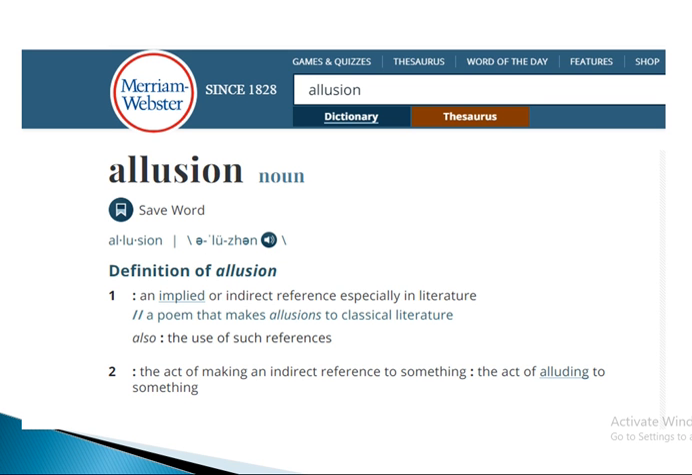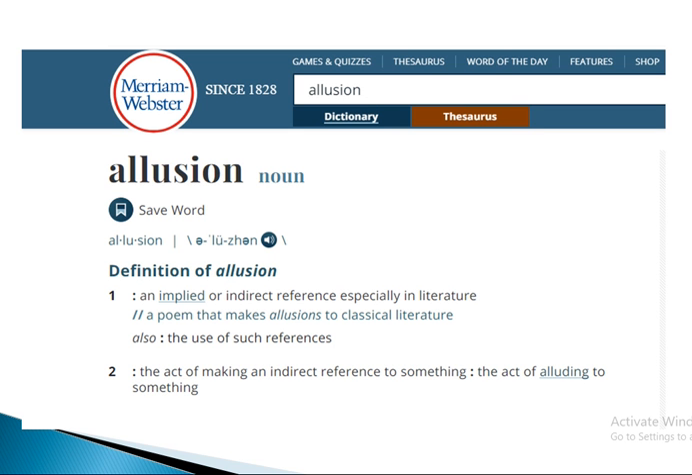It is a noun according to the Merriam-Webster dictionary. It is written in that dictionary that allusion is an implied or indirect reference, especially in literature. It is a kind of reference while writing a piece of writing. Okay. It gives some references while writing. This is called allusion. And it is implied and indirect, not direct references.